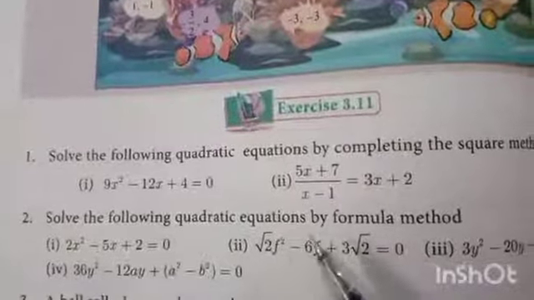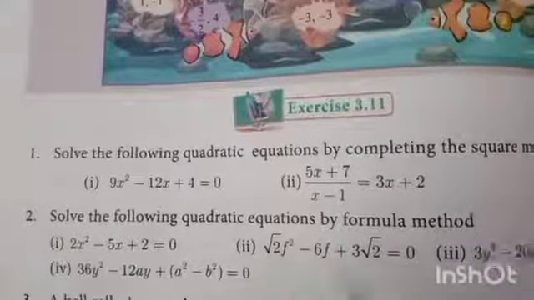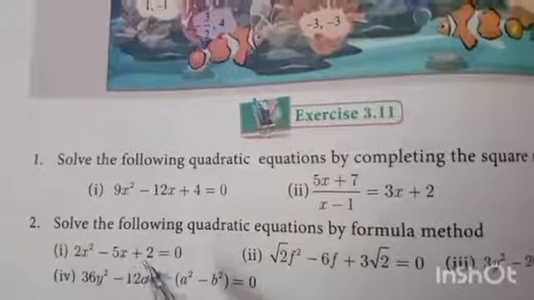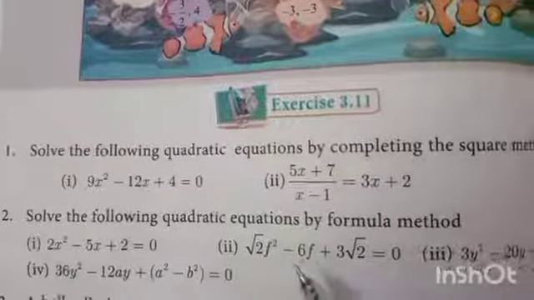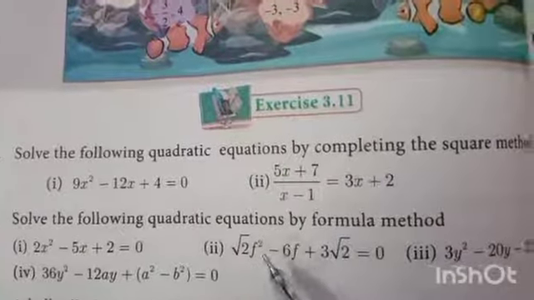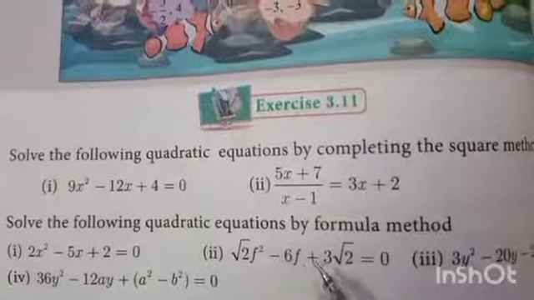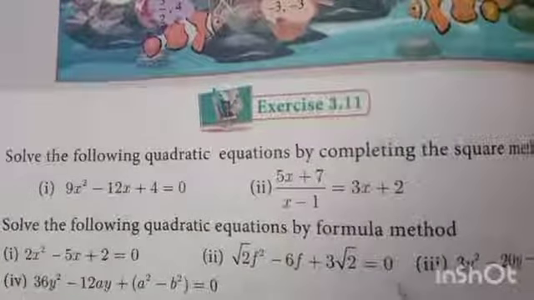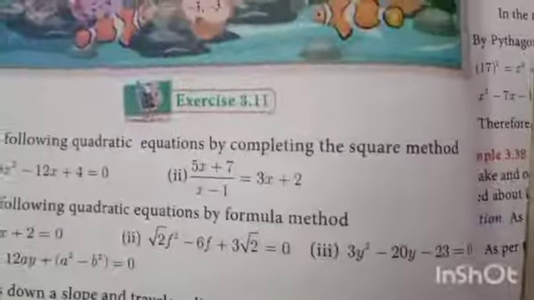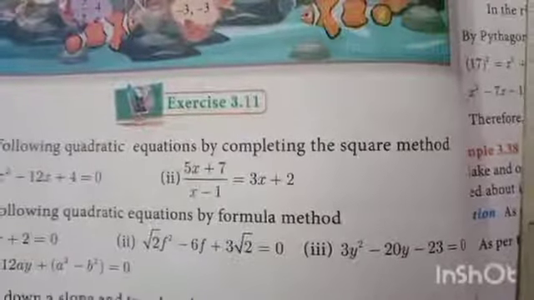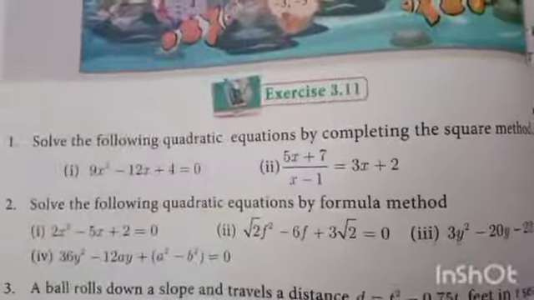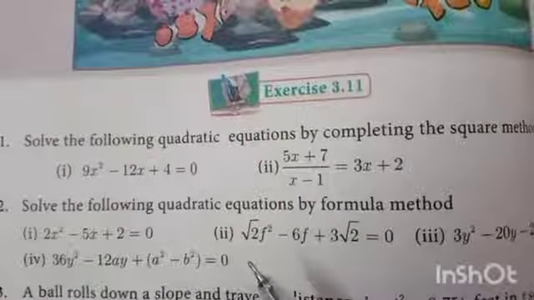First solve the following quadratic equations by formula method. The first question: 2x square minus 5x plus 2 equal to 0. Second question: root 2 into f square minus 6 into f plus 3 root 2 equal to 0. Third question: 3y square minus 20y minus 23 equal to 0. Fourth question: 36y square minus 12ay plus a square minus b square equal to 0.